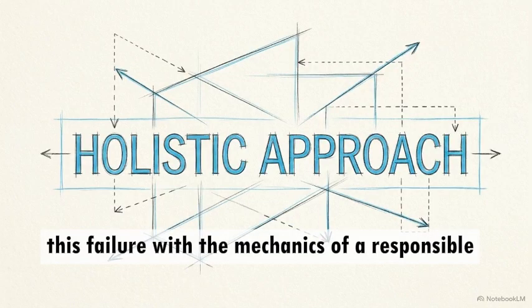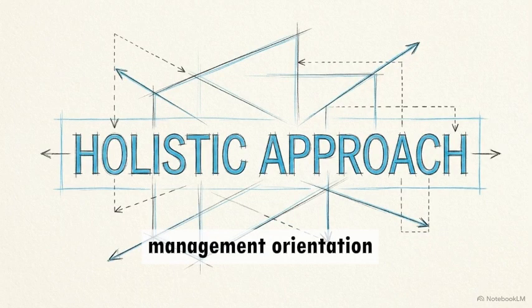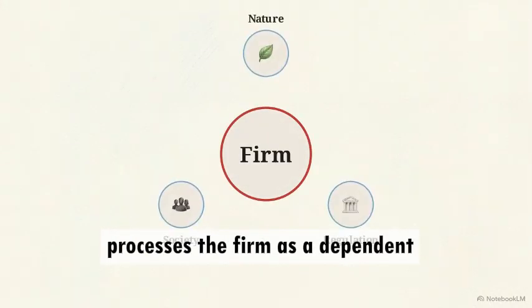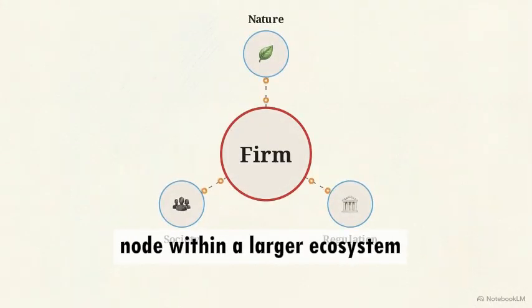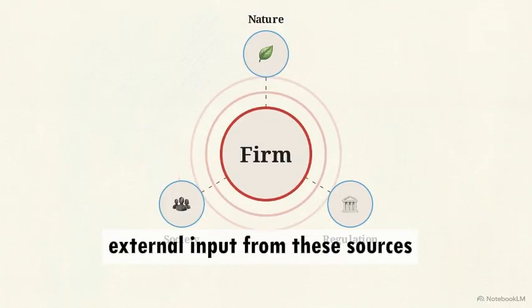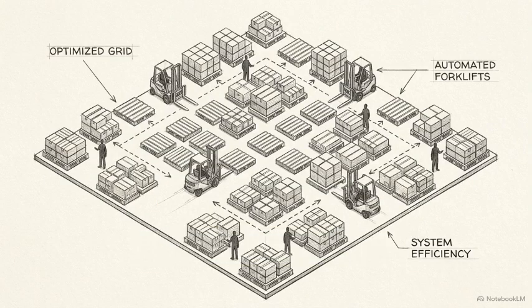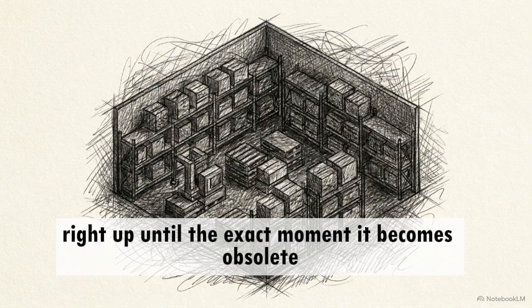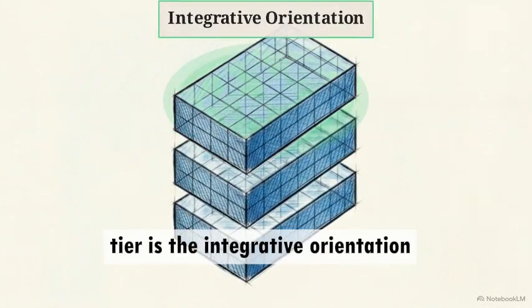Contrast this failure with the mechanics of a responsible management orientation. A responsible management team processes the firm as a dependent node within a larger ecosystem. They actively seek and absorb external input from these sources. A management orientation closed to external societal inputs will flawlessly optimize a business model right up until the exact moment it becomes obsolete. The highest systemic tier is the integrative orientation.